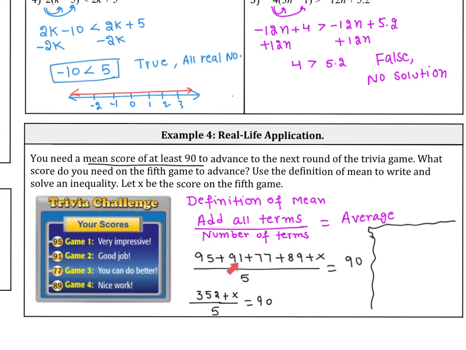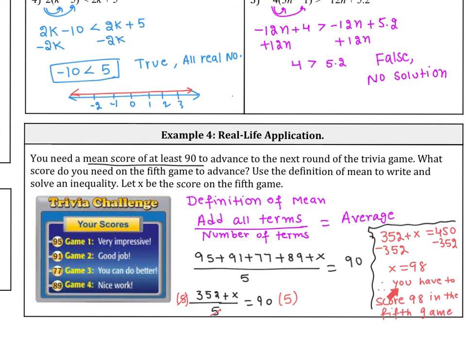When you add all the terms on the top, you're going to get 352 plus x divided by 5 equals 90. Now you're going to remove the 5. So we're going to multiply both sides by 5 so that we can cancel the 5 from the bottom. So you get 352 plus x equals 450. Subtract 352 on both sides, you get x equals 98, which means that you have to score 98 in the fifth game in order to have the mean as 90.